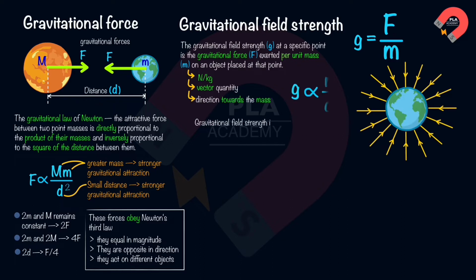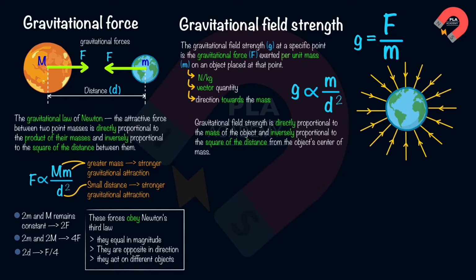The gravitational field strength is directly proportional to the mass of the object and inversely proportional to the square of the distance from the object's center of mass. The greater the mass of the object, the stronger its gravitational field. This is why Jupiter, with its massive size, has a much stronger gravitational field than Earth.